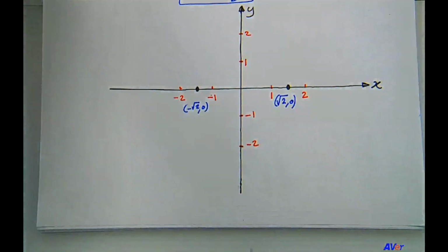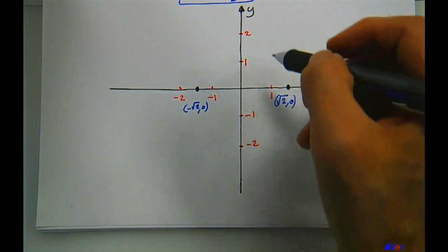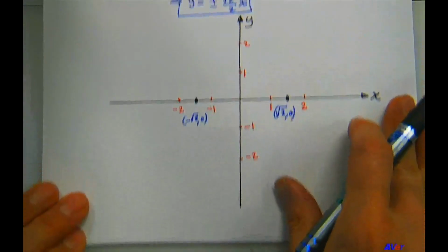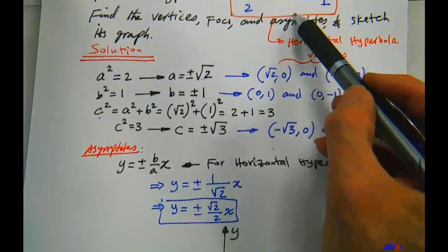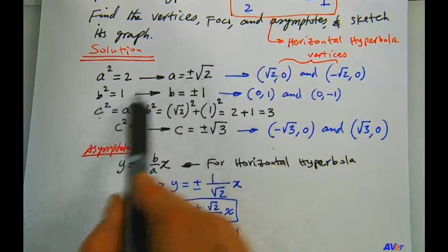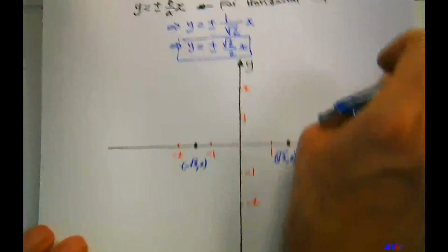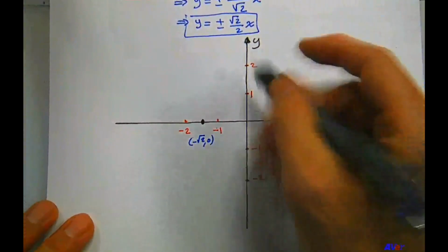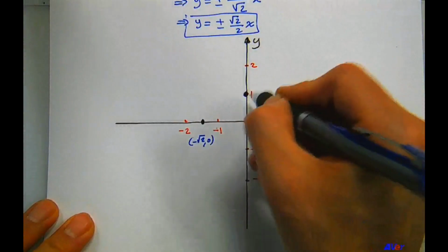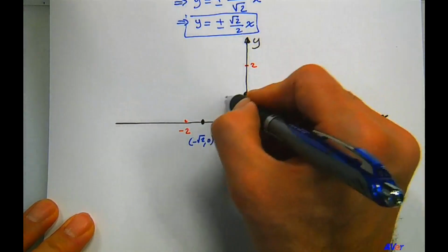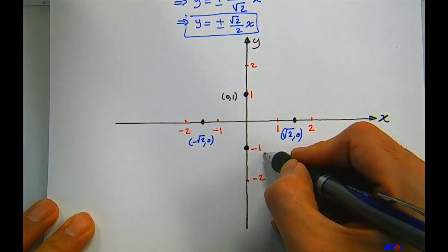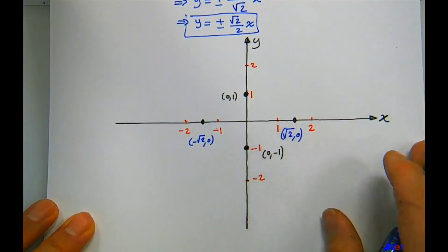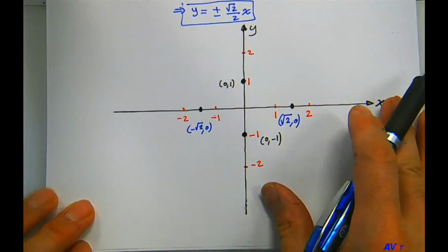And then where are the B locations? So the B locations are at 1, plus or minus 1, right? We figured that out here, because the denominator of y squared was 1. So that's b squared equals 1 in this case. Okay, so that's easy. That would be 0 comma 1, and then of course 0 comma negative 1. Okay, so we can easily draw the central box.